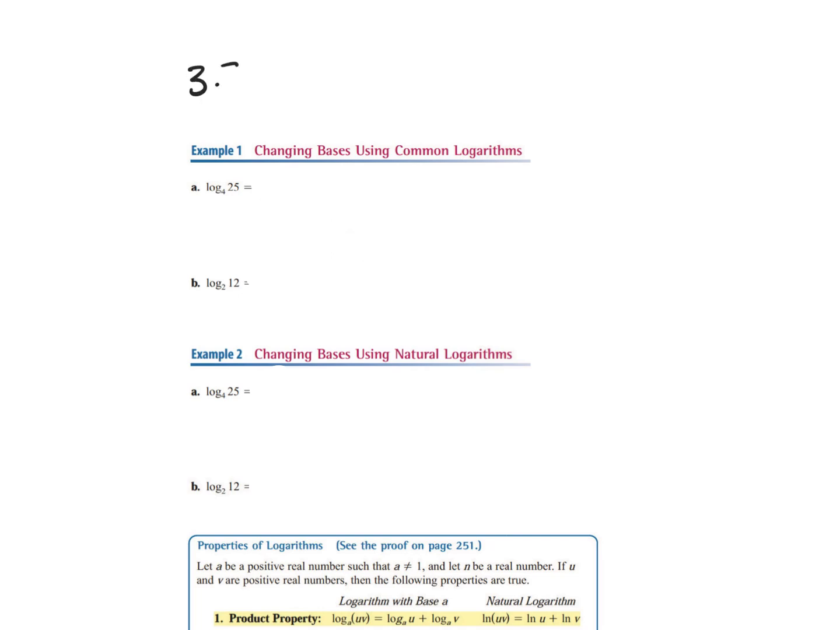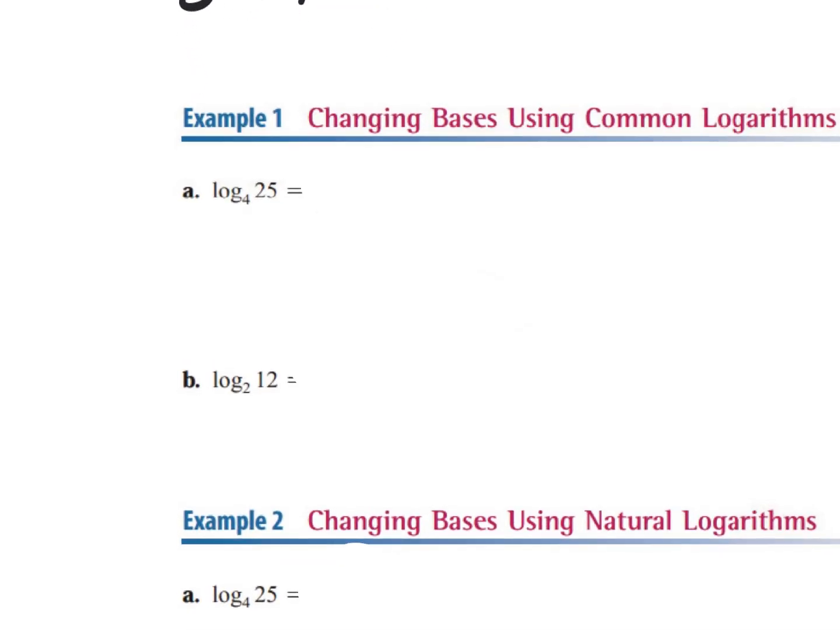All right, so 3.3 slash 3.4. First thing we're going to talk about is the change of base formula. So we kind of talked about how we can put logs into the calculator, but the log button just does the common log. It doesn't give you an option to change the base. We can put log of 25 in the calculator.